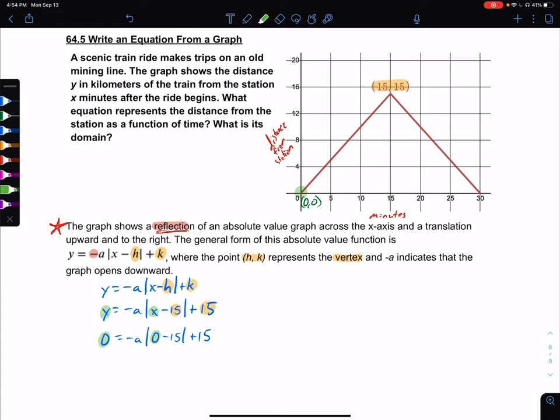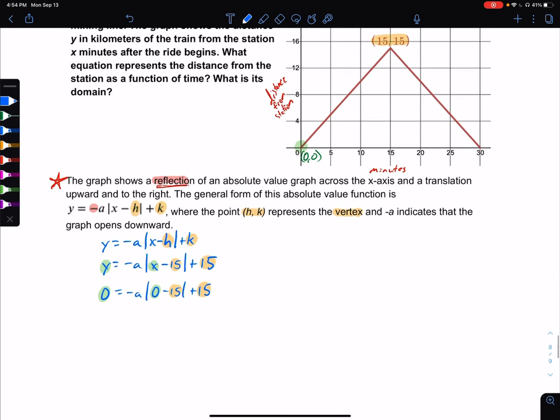And now, let's keep highlighting. Now I have an equation with only one variable, which means I should be able to solve for that variable. So let's simplify this with 0 equals negative a. 0 minus 15 will be negative 15. And I can just keep going until I wind up solving for a.